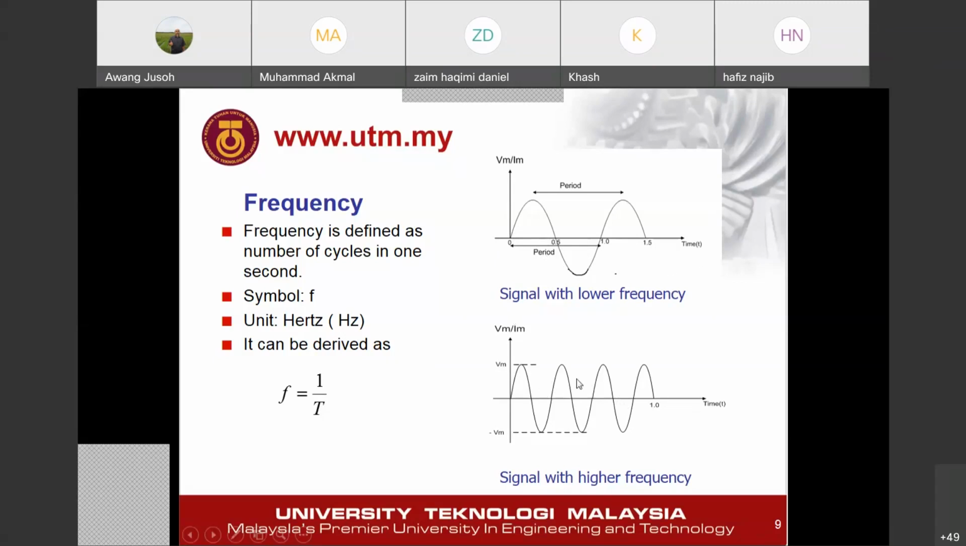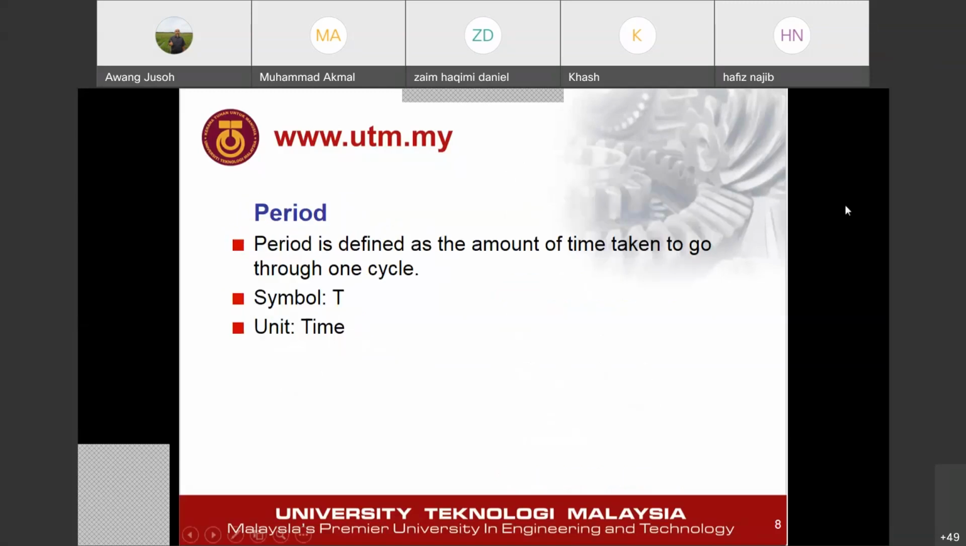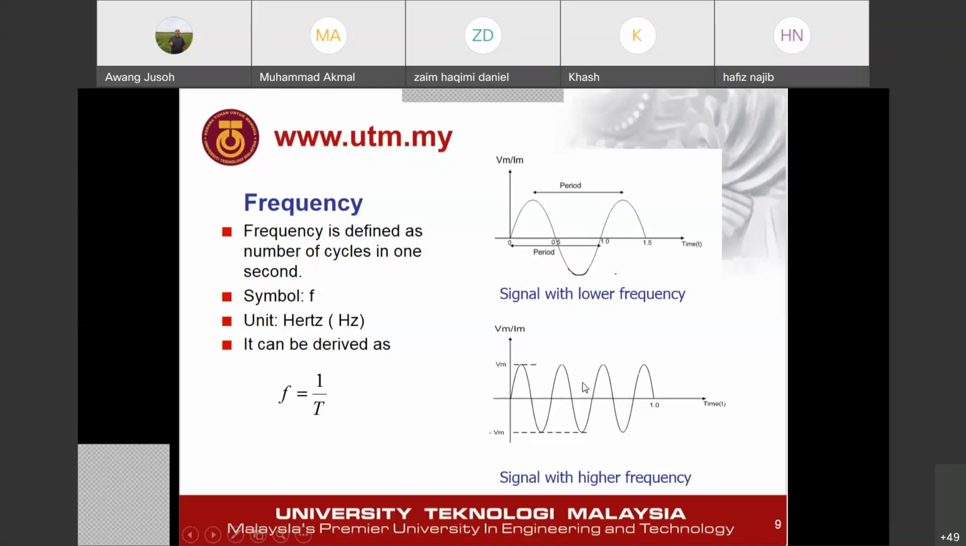I mean that higher frequency means in 1 second, you get many more cycles. Just now I said if in 1 second you get 50 cycles, then at 100 hertz, in 1 second you get 100 cycles. That is what we mean by higher frequency. If you say lower frequency, let's say 10 hertz, that means in 1 second we have only 10 cycles. That is what we mean by lower frequency. Okay, hopefully that's clear.